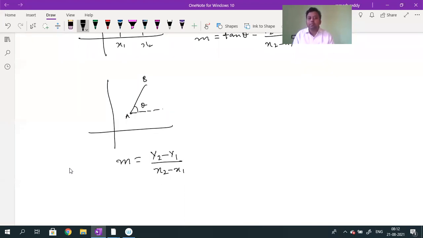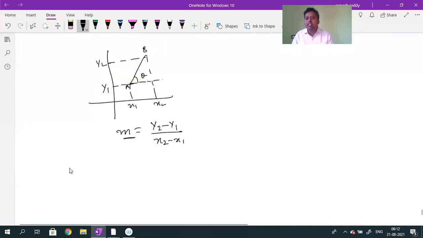Now look again. Corresponding to A, y coordinate value y1, corresponding to B, y coordinate value y2. Corresponding to A, x coordinate value x1, corresponding to B, x coordinate value x2. In the diagram, no doubt, x2 value is greater than x1 and y2 value is greater than y1. If y2 value is greater than y1 and x2 is greater than x1, slope value will be positive. When the slope is positive, when it is negative, when it is 0, then you will come to know. So this is regarding the slope.